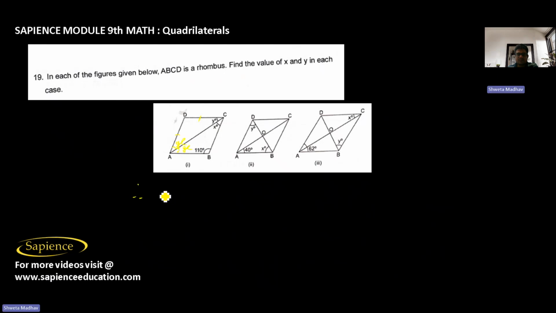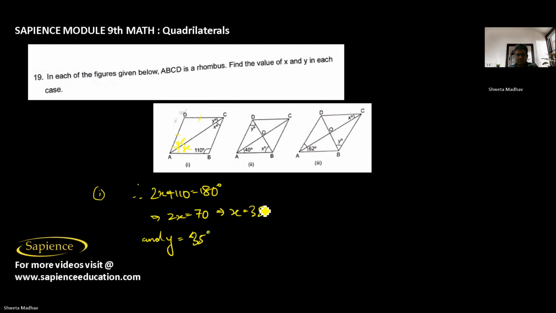Now, in the first part, 2x plus 110 is equal to 180 by using the angle sum property of a triangle. So 2x will be equal to 70, so x will be equal to 35. X is 35, and obviously y will also be 35 degrees. X is 35, y is also 35.